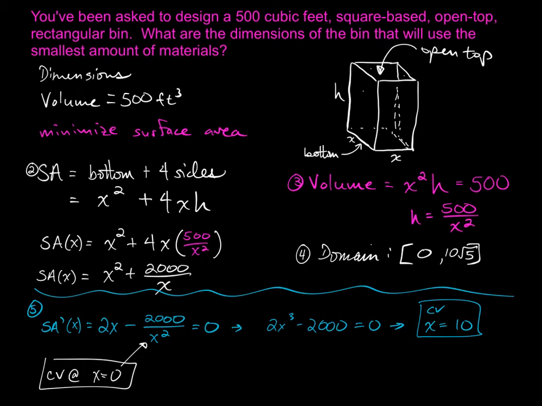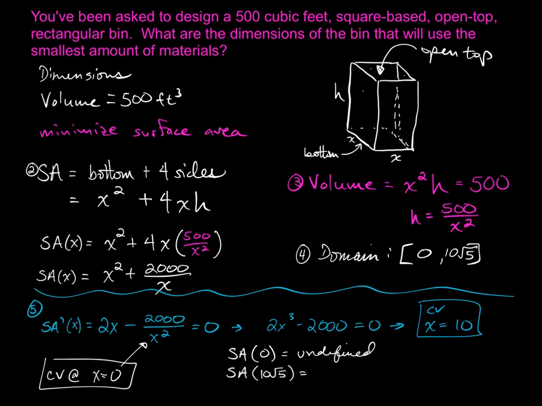So the original surface area equation, all in terms of x. So I need to find SA of 0, which you can clearly see will be undefined because there will be a division by 0. We need to find SA of, I'm just going to jump to the other end point here, 10 square root of 5.